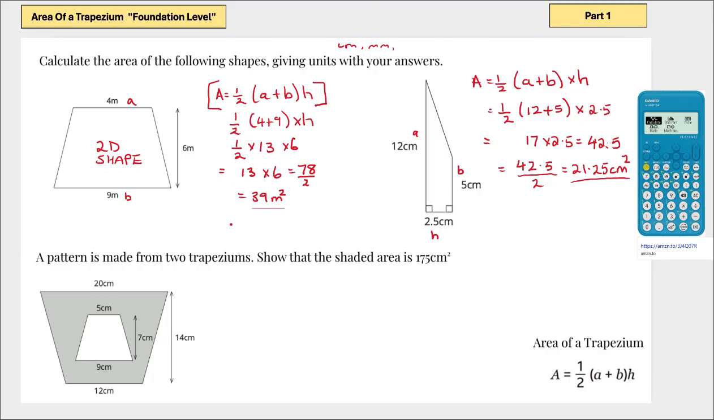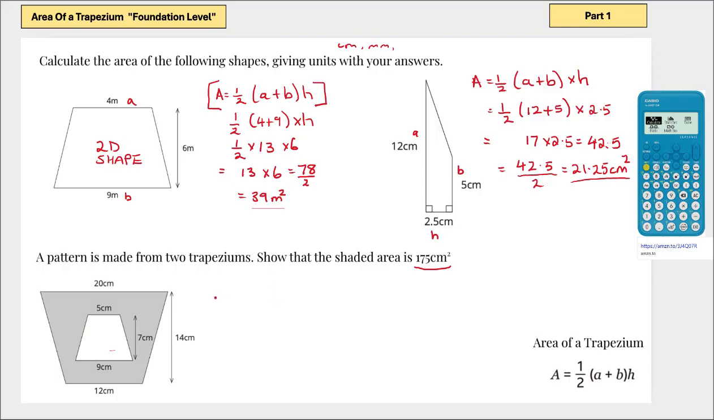So this one is definitely going to be at the back of a foundation paper because there are certain parts to it. It might even be at the beginning of a higher paper. I'm not quite sure. So a pattern is made from two trapeziums. So this is a shaded area. And then we got this unshaded area. That's two trapeziums. Show that the shaded area is 175 centimetres squared. So we've got the answer. It's given us our answer.